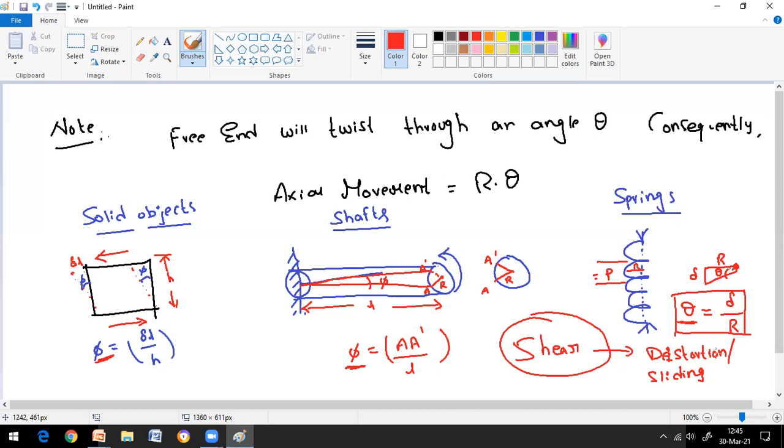In the next class we will continue with the deflection, how to calculate the deflection of the springs, delta, because we have derived a relation for the springs in terms of theta. So we have calculated theta here; we framed a formula for theta. In the next class, we will define how to calculate delta, the deflection of the closed coil helical spring.